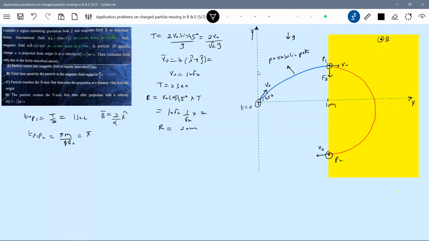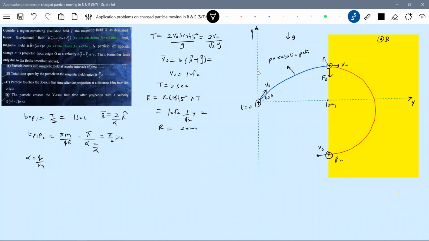Okay, let me substitute all the values. Pi. Okay, this will become alpha. B is 2 by alpha. Total time spent by the particle in the magnetic field region is pi by 2 seconds, where alpha is q by m. Okay, we got option B. Luckily, one option we are on the safer side.